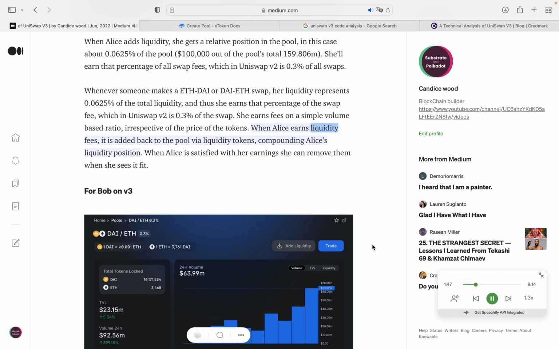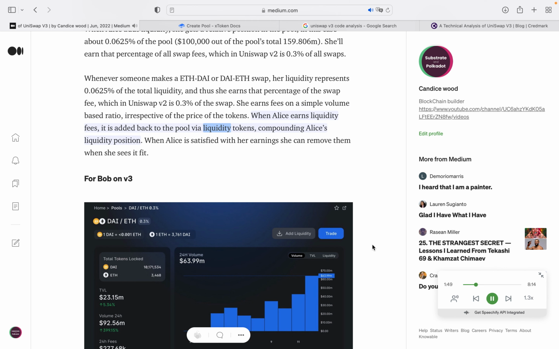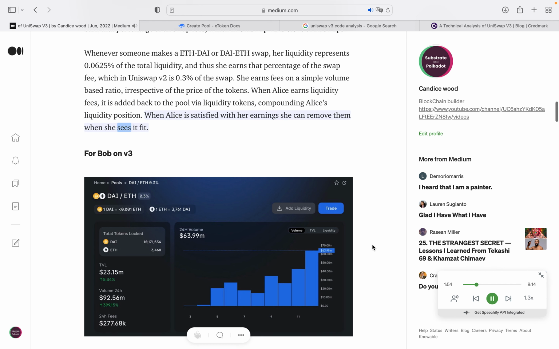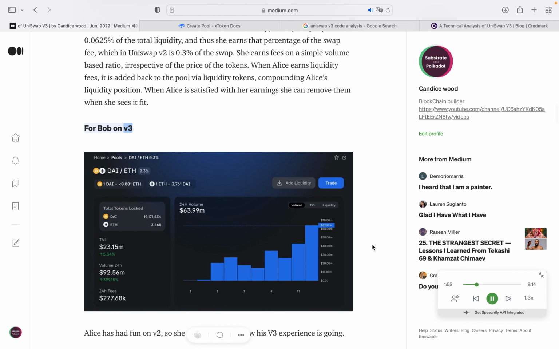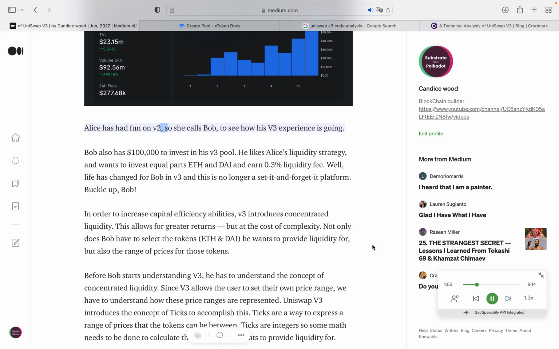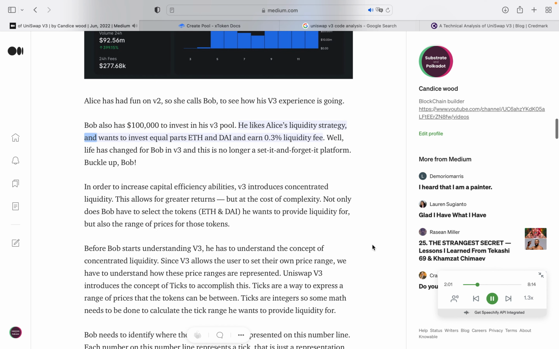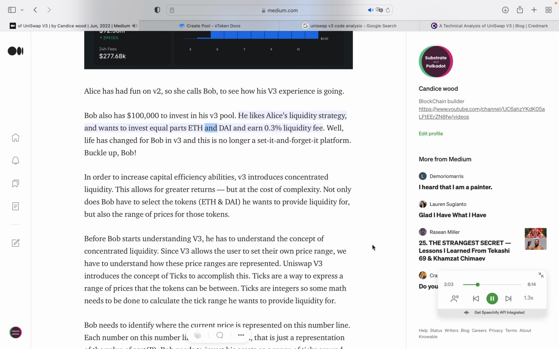When Alice earns liquidity fees, they are added back to the pool via liquidity tokens, compounding Alice's liquidity position. When Alice is satisfied with her earnings, she can remove them when she sees fit. For Bob on v3, Alice has had fun on v2, so she calls Bob to see how his v3 experience is going. Bob also has $100,000 to invest in his v3 pool. He likes Alice's liquidity strategy and wants to invest equal parts ETH and DAI and earn the 0.3% liquidity fee.